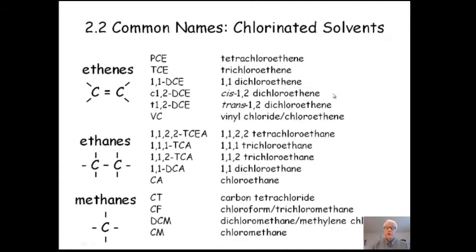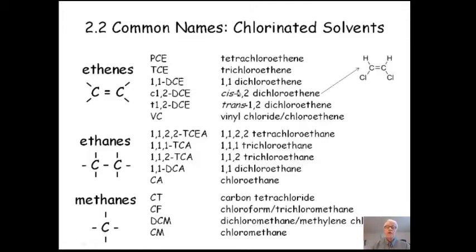There's a number of chlorinated solvents that we have some interest in this course, and here's a list of them. The short forms are the ones we'll tend to use in the course, and they're the ones you'll see in the literature. Chlorinated solvents are often divided into ethenes, which contain a carbon-carbon double bond, ethanes, which contain a carbon-carbon single bond, and chlorinated methanes that just have one carbon.